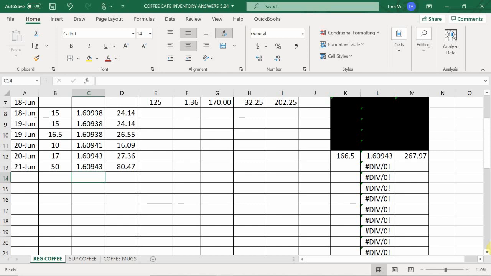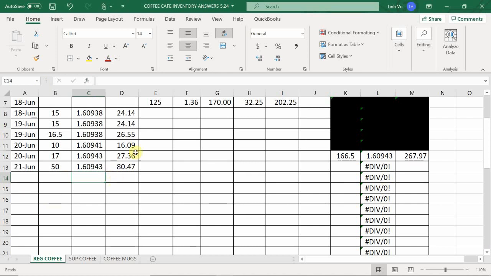My Excel has noticed that I'm going to do this calculation here, so it already filled it in for me. Did everybody get this number? $80.47. Yes. Good.